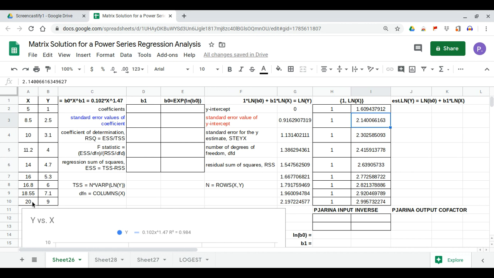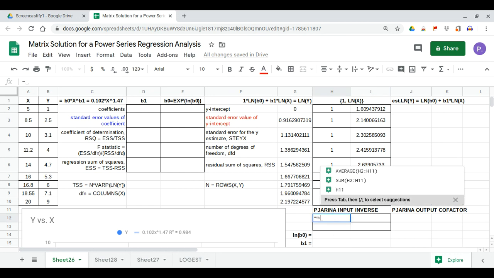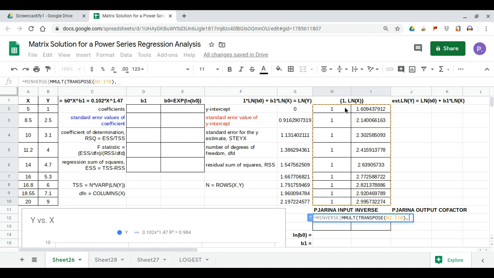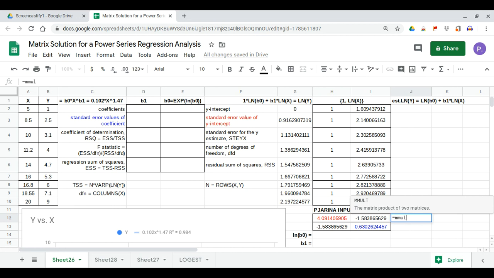Now that we have the 1 ln x matrix, we can convert it to square and invert it. We use the pseudo-inverse operation, which is equal to MMULT of MINVERSE of MMULT of the transpose of this matrix and itself. Next, we calculate the output factor matrix, which is equal to MMULT of the transpose of this matrix and the ln y values.